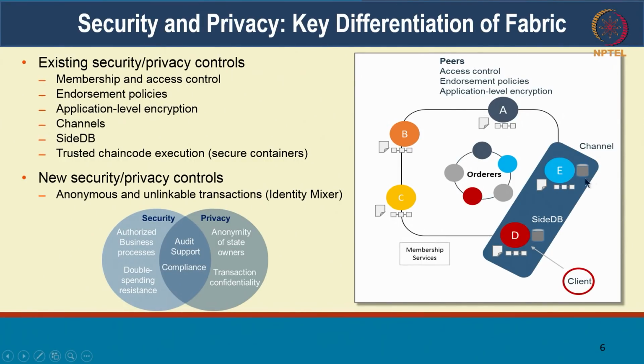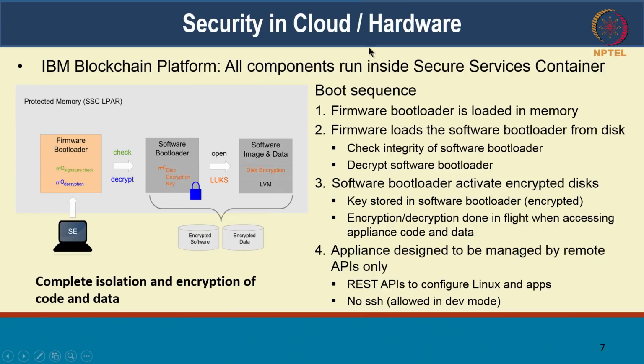So this is just a pictorial view of how at every stage there is some level of security and privacy embedded in it in terms of membership access control, endorsement policies, the notion of channels, SideDB, and so on. And as I mentioned, apart from the protocol or the platform itself giving you security properties, we can also obtain security properties through cloud services or through hardware.